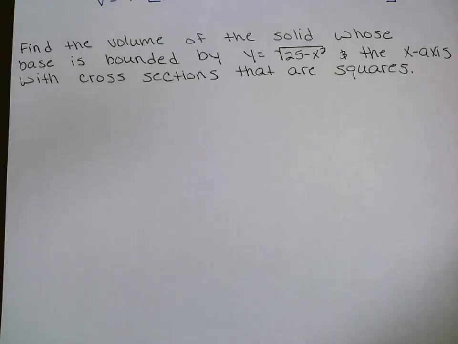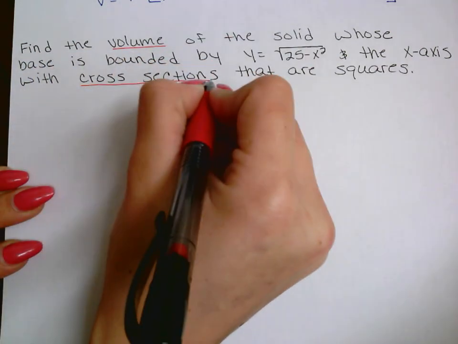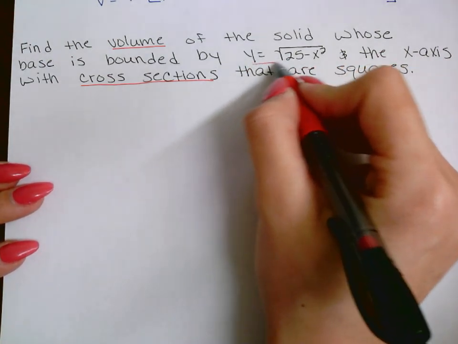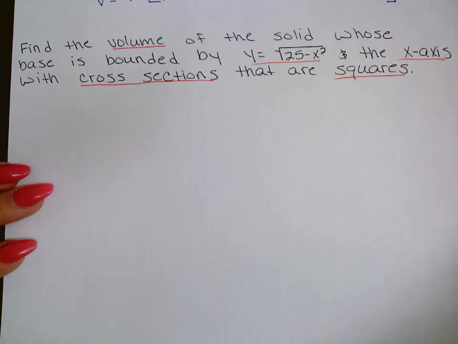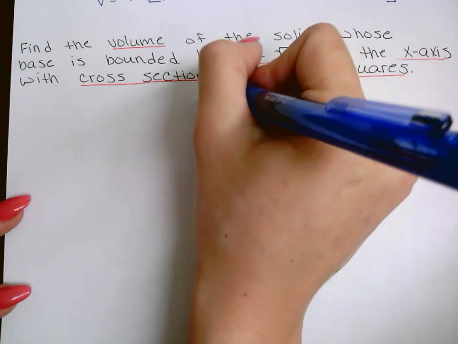All right, this next question says, find the volume of the solid whose base is bounded by y equals square root of 25 minus x squared and the x-axis with cross sections that are squares. So I see the word volume and I see the word cross sections. The base is going to be bounded by these two functions, and the specific cross section that I want are squares. So for starters, what is my formula going to be if the cross sections are squares?